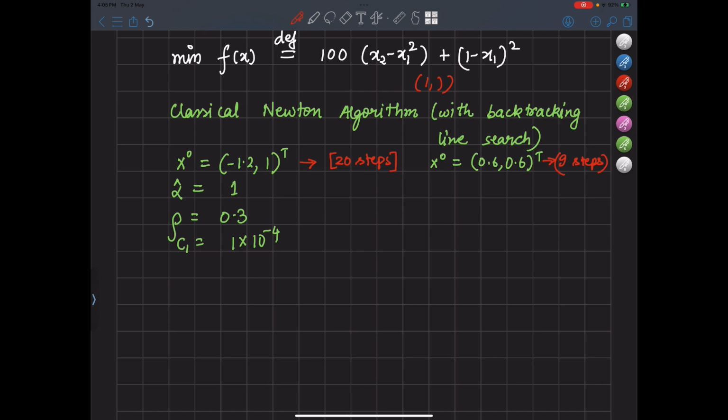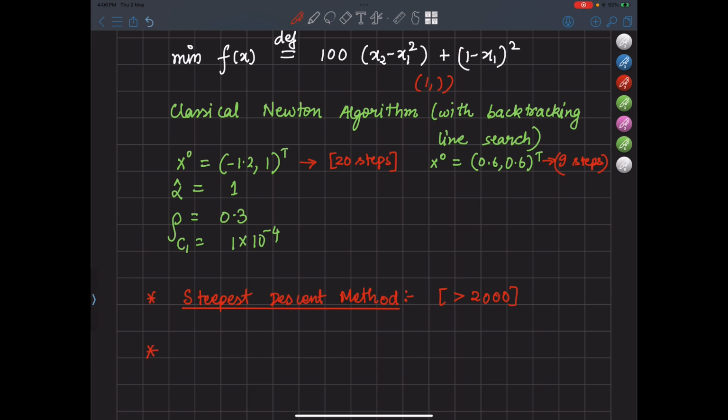Whereas for minimization of the Rosenbrock function using the steepest descent method, it takes more than 2000 steps. More than 2000 number of steps are required. So as you can see, there is a drastic decrement in the number of steps required.